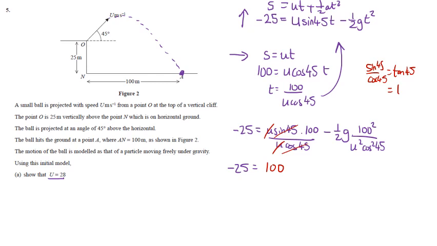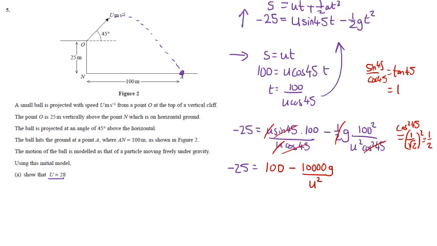Then I've got cos squared 45. So that's 1 over root 2 squared, which is a half. So I've got a half on the bottom. I've also got a half on the top, so they cancel. And then 100 squared, so let's just write this. So that's 10,000 g over u squared.